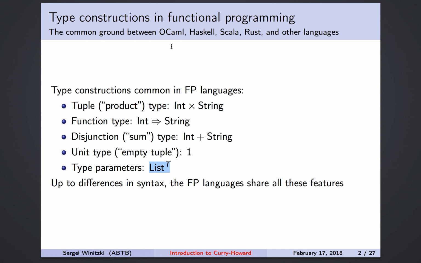Now, in all the functional programming languages that are in wide use today, such as OCaml, Haskell, Scala, F#, Swift, Rust, and so on, including more advanced and more experimental functional languages such as Idris and Agda, all these languages have the same type constructions that I just listed, up to the differences in syntax, of course. Their syntax is different, but once you understand how these types work in one of these languages, you basically understand how they work in all of these languages, because they work in the same way.